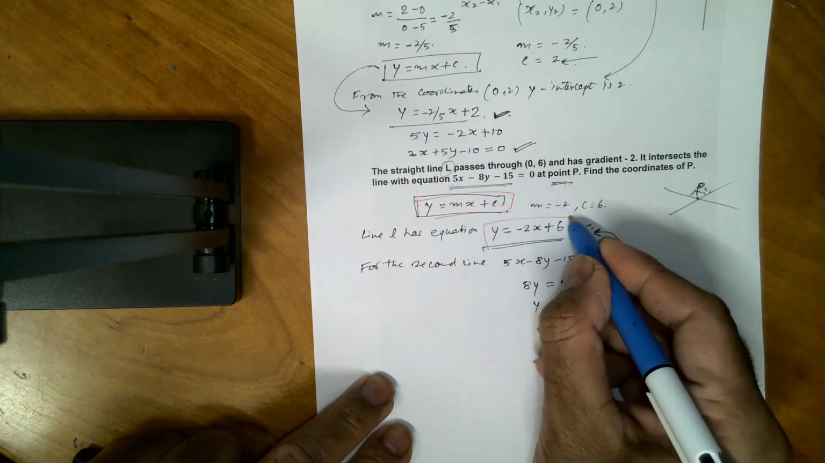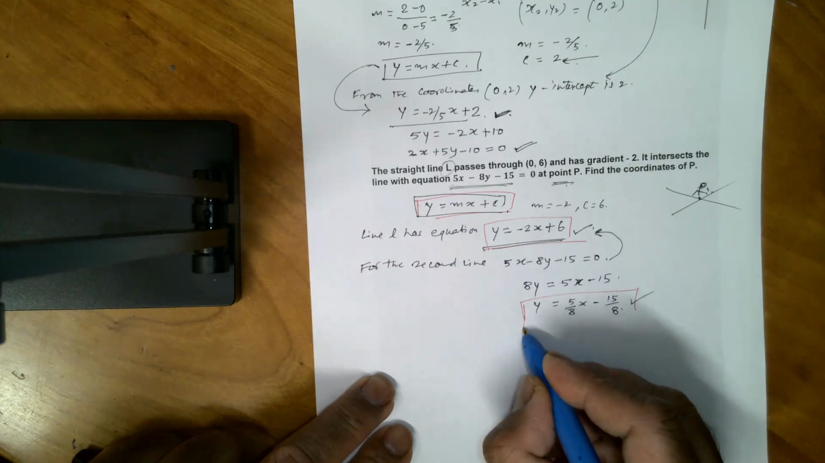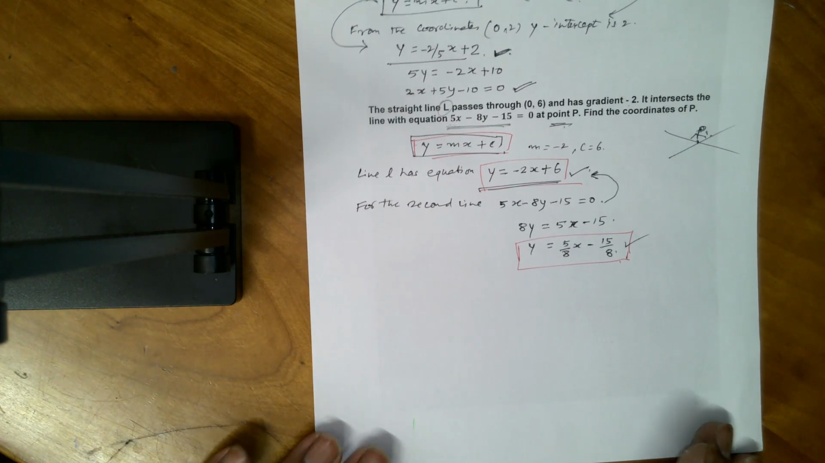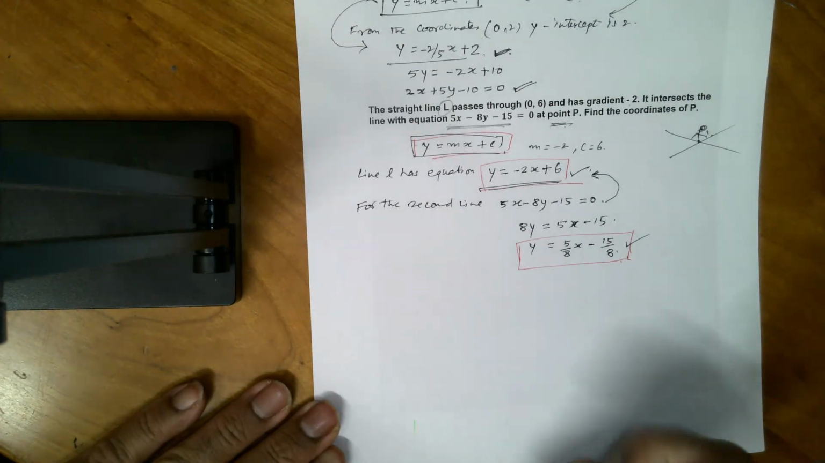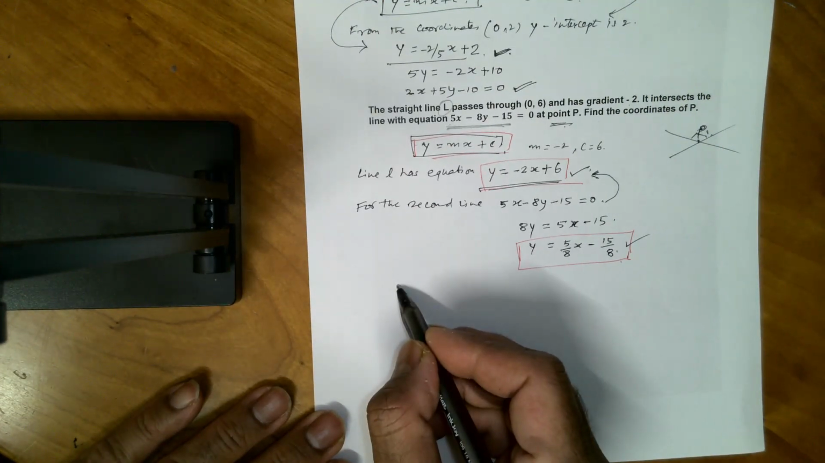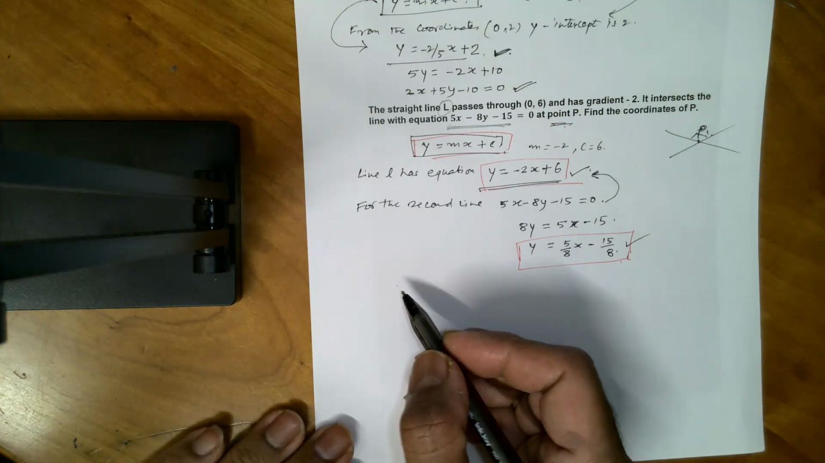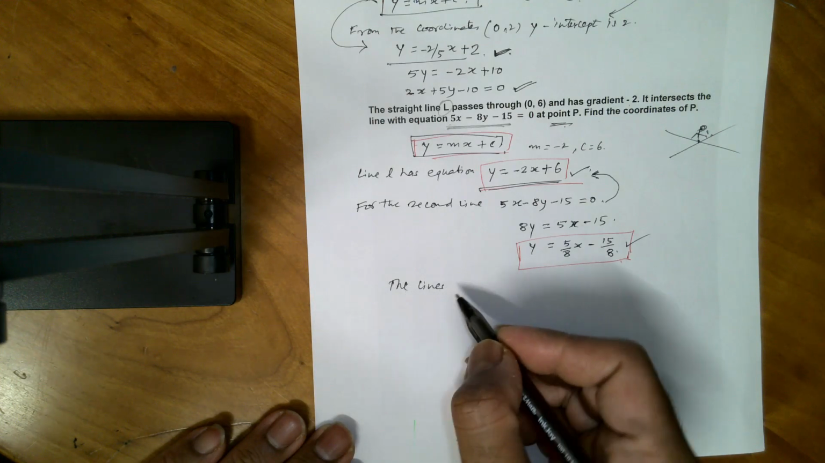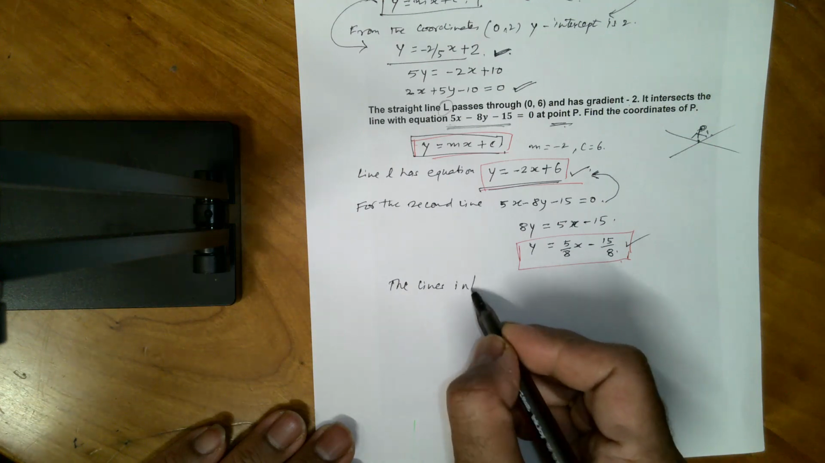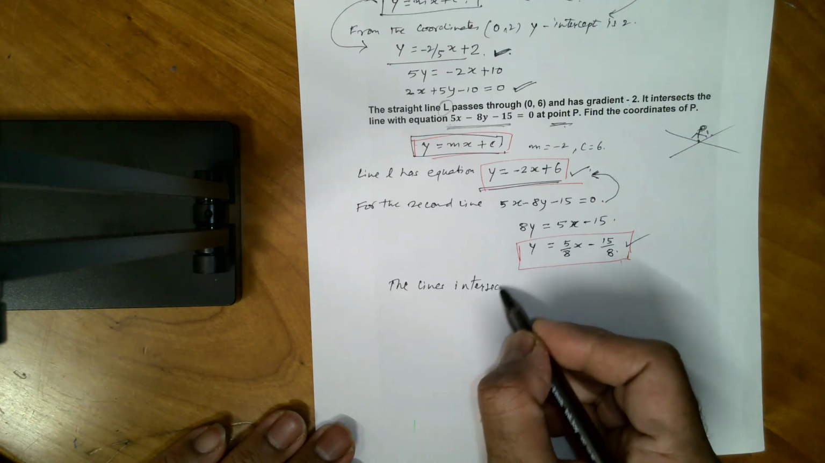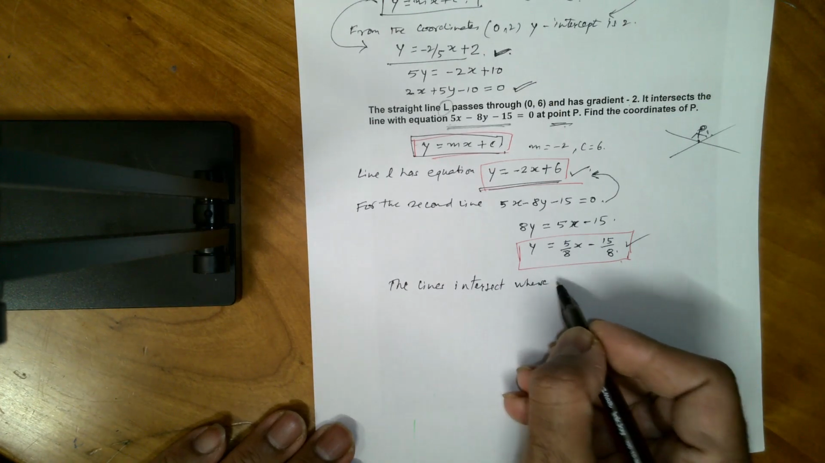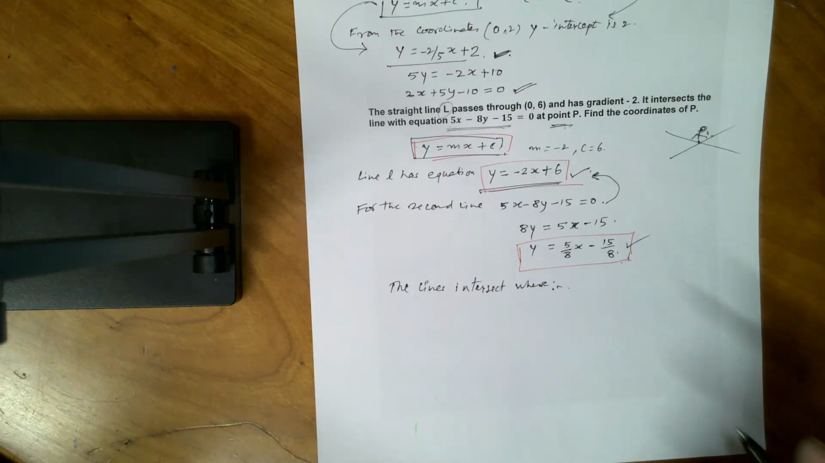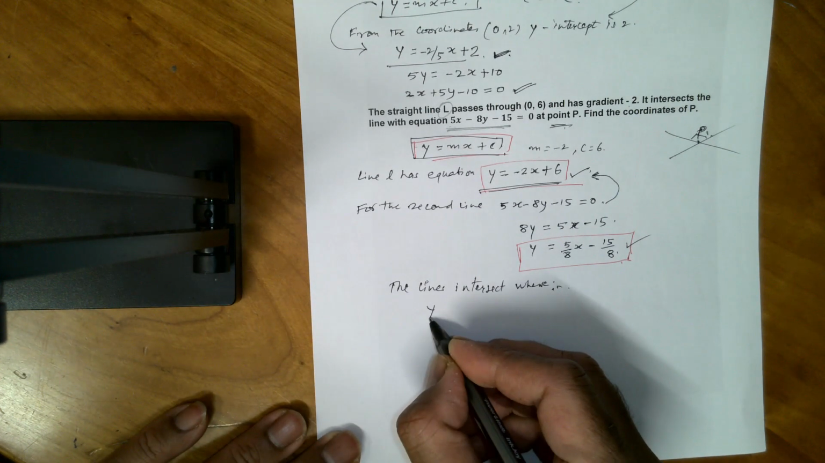We got the first line in this form, we got the second line in this form. Okay, so now you probably know what I'm going to do next, right? Because it says that the lines intersect. Okay, so that's what it says, isn't it? So, intersect where? The line intersects where. So first write what we have.